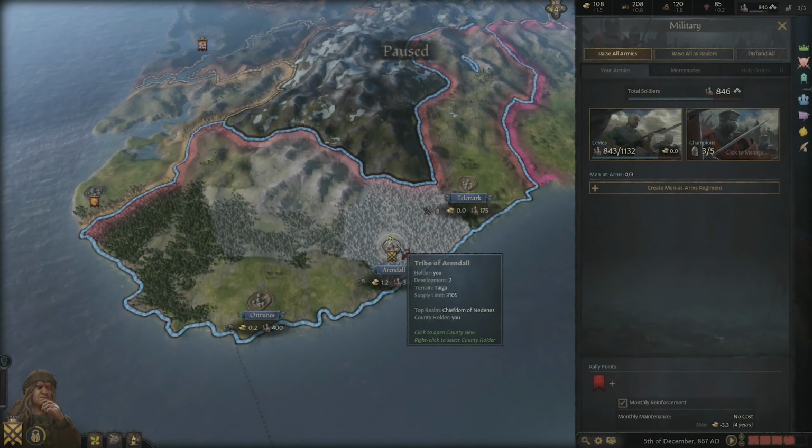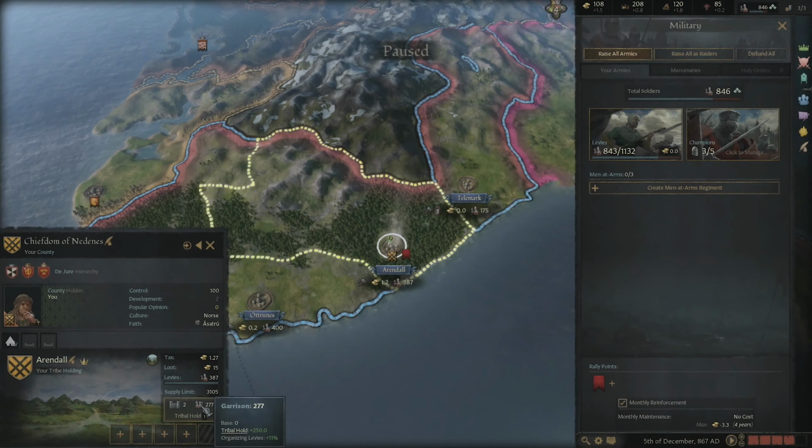So if we go to this tribe, we have a garrison of 277 men, but we can actually raise 387 as levies.